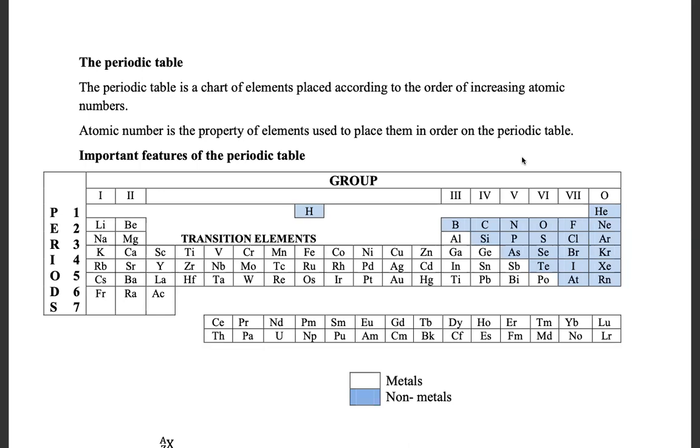Okay, so good morning once again. We are going to look at the periodic table.